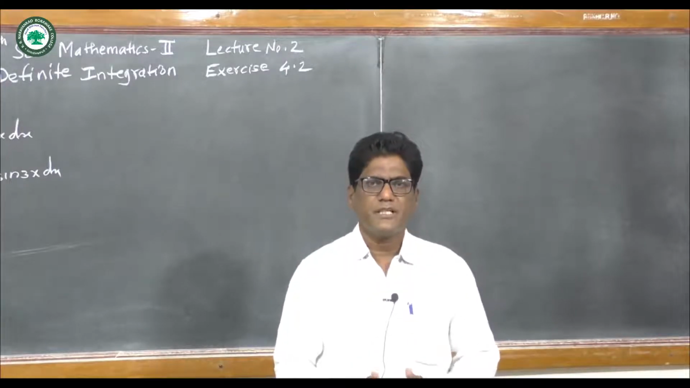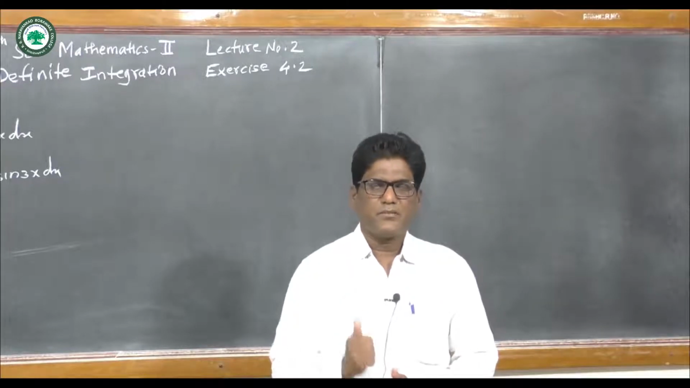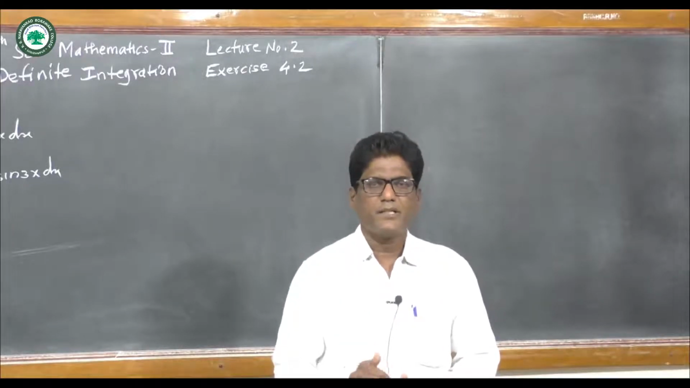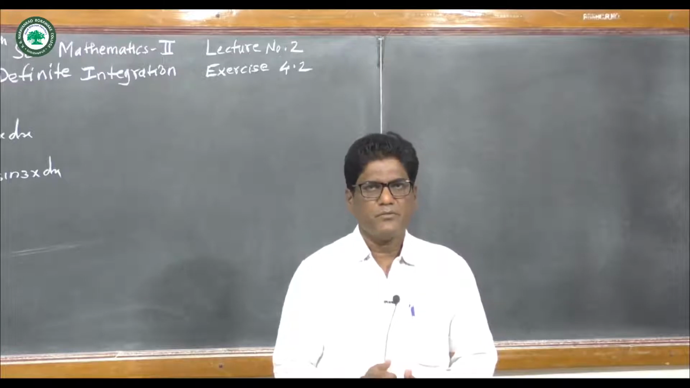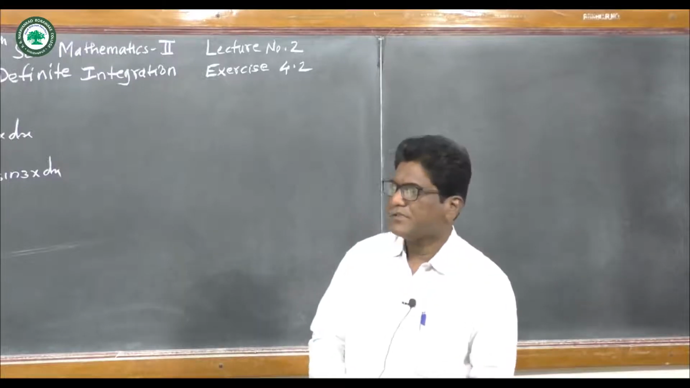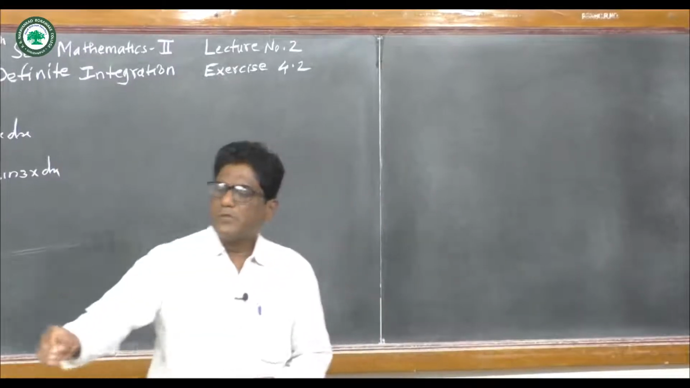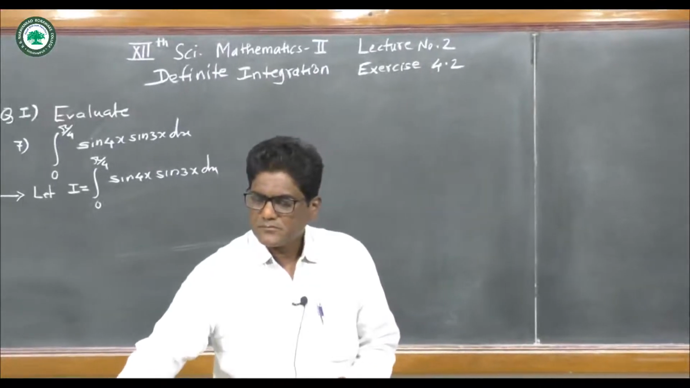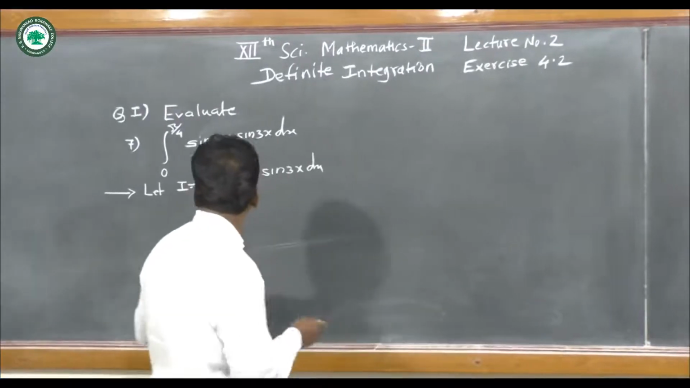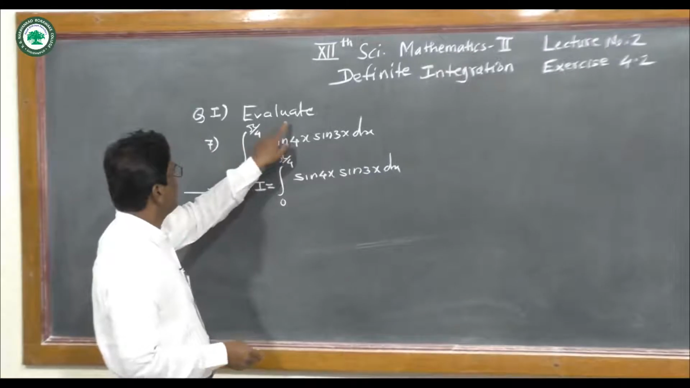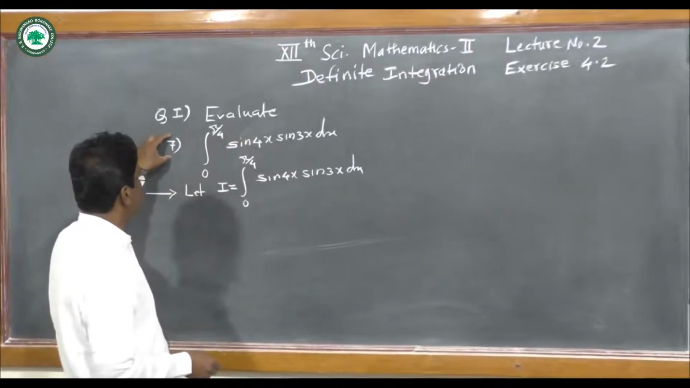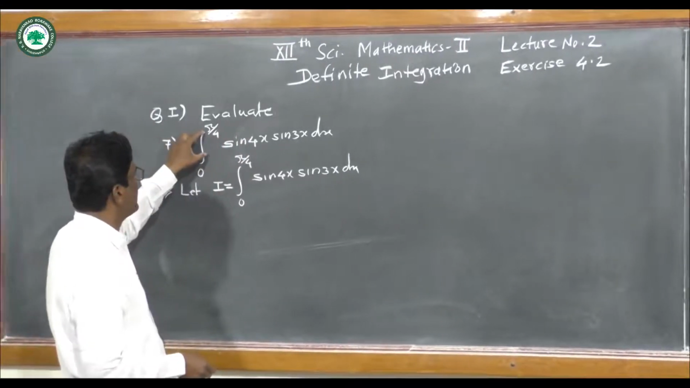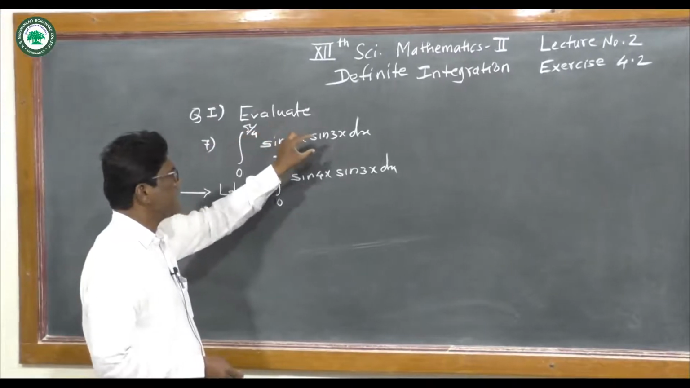Each question contains 15 problems. So we have started here question first in the previous lecture and completed 6 problems. Today we take next problem, problem number 7 and remaining problems. So let us see here problem number 7. Question first, evaluate problem number 7, integration from 0 to pi by 4 sin of 4x sin of 3x dx.